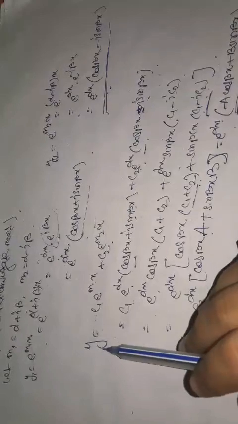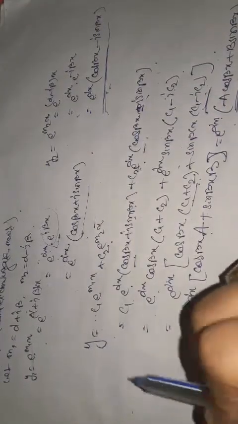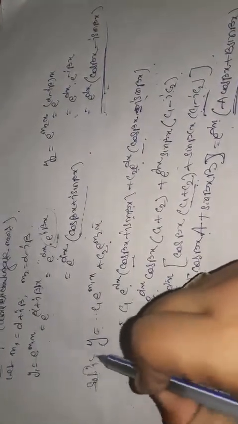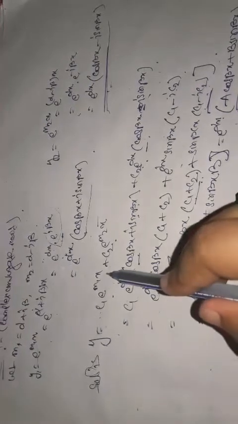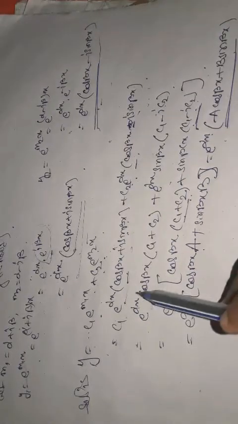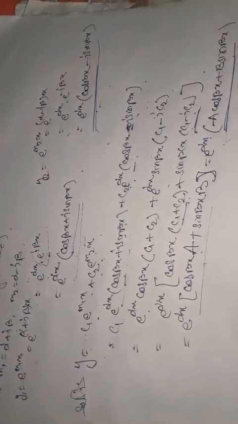Next, our general solution, from the theorem, we know that y equals c1 e to the power m1x plus c2 e to the power m2x. So here we find e to the power m1x is this, and here also e to the power m2x is this. Then we take common, and finally we find this solution.